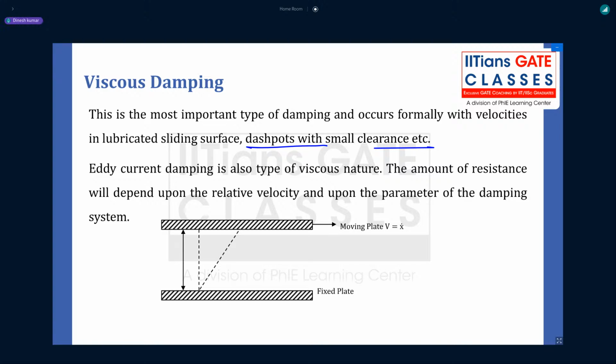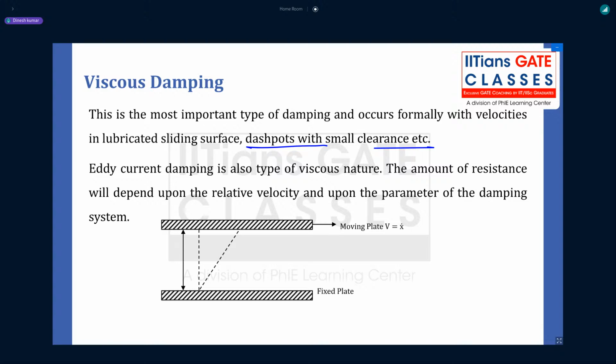The piston, right? Engine piston system, right? The piston does a motion, so there will be lubrication. Or you can see the shocker of automobiles. The shocker undergoes vibratory motion, but there will be damping due to the liquid, right? Yes or no, guys? So that is what? Viscous damping.